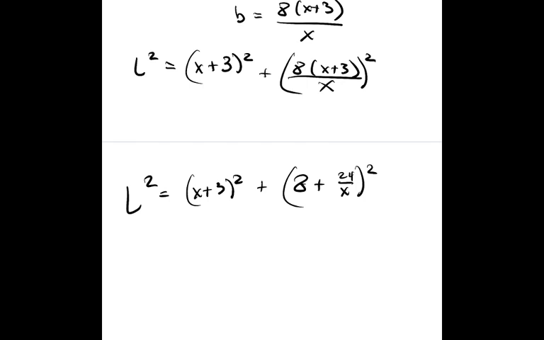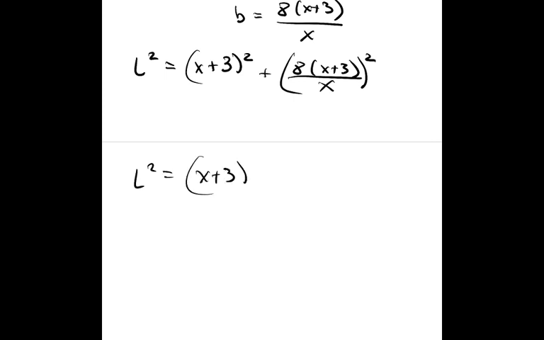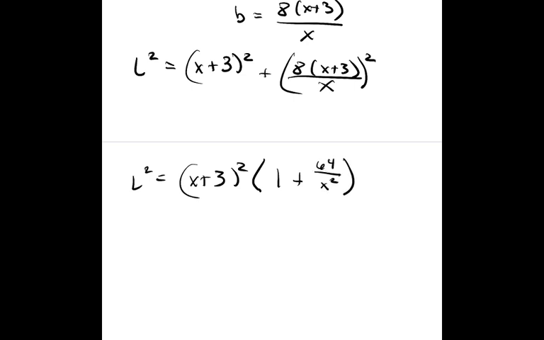Oh, okay, I see it. Oh, man. All right, so right here, we have this, right? L squared equals x plus 3 squared, and then from here, they both have this x plus 3 squared that we can factor out, right? It has a common binomial factor. So then L squared is going to be x plus 3 squared, and then we're going to be left with 1 plus 64 over x squared. I think that's it. That's what I've been trying to get to this whole time. Okay, that's the factored form.